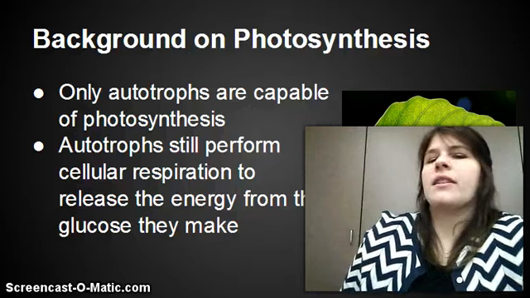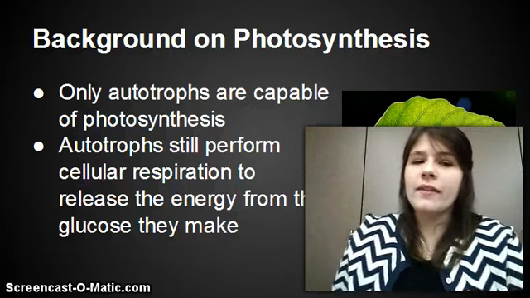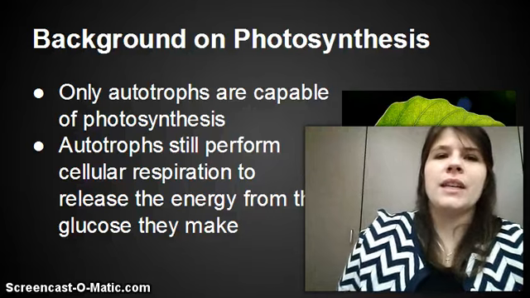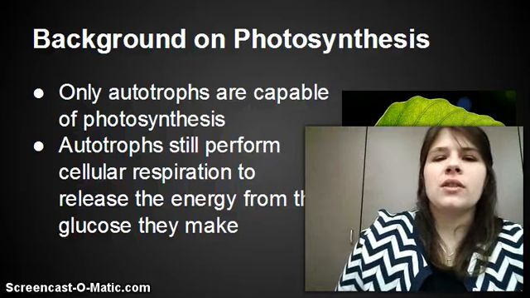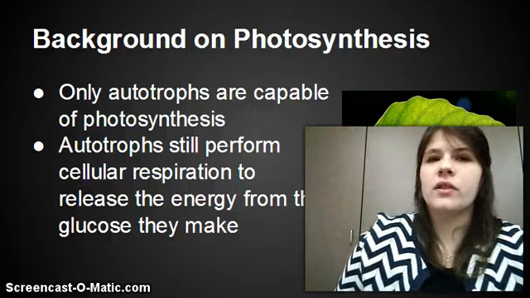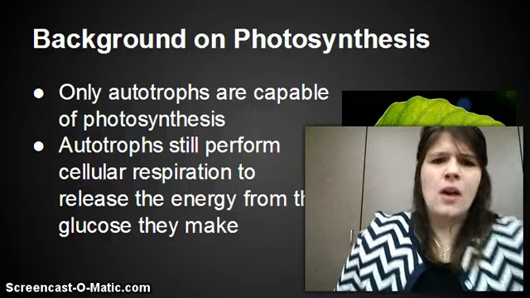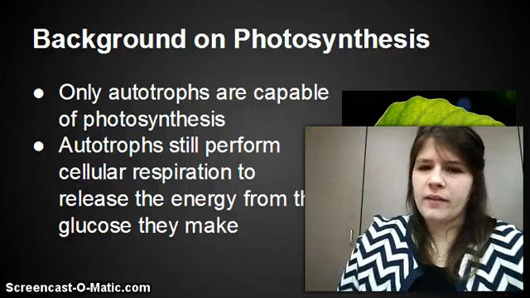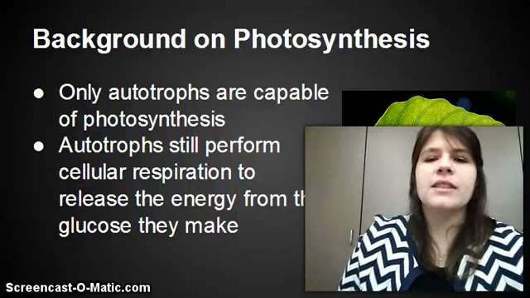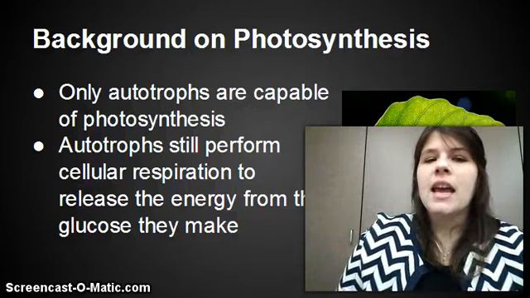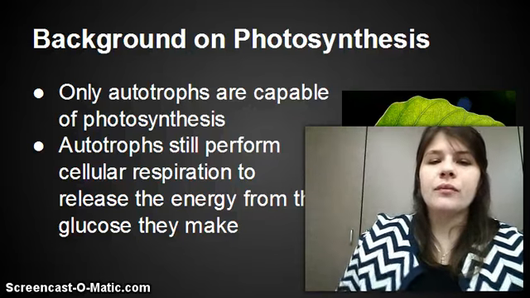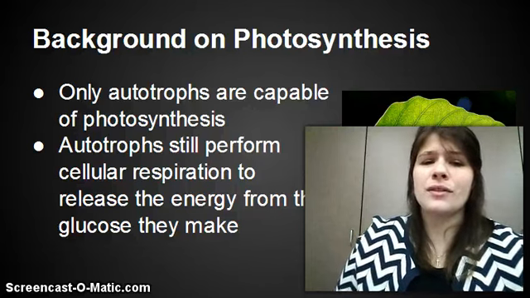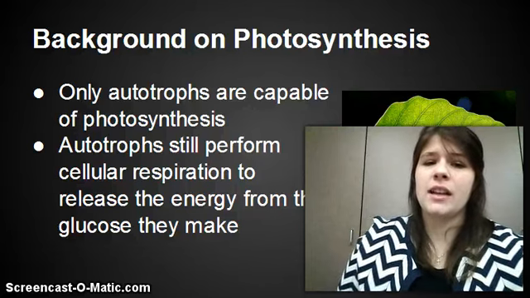Okay, a little background on photosynthesis. Obviously, we cannot make our own food. We need to eat other food. So we need to think about these autotrophs who are making their own food. How are they doing it? What are they doing? So only autotrophs are capable of photosynthesis. And this is using the energy from the sun in order to make their glucose that others will eventually eat, and they will use it as well in cellular respiration.